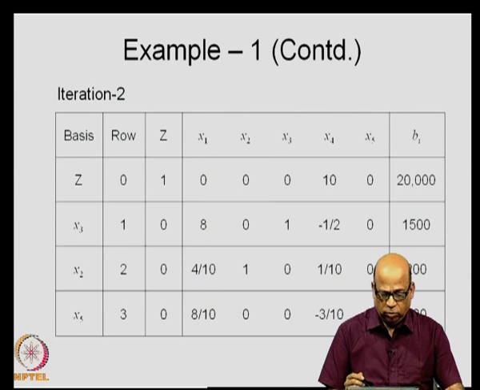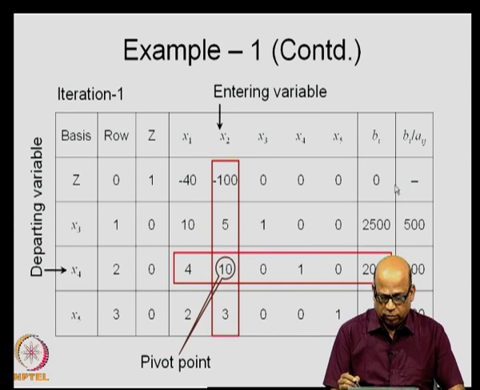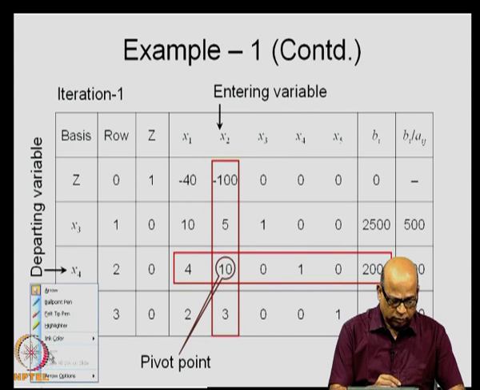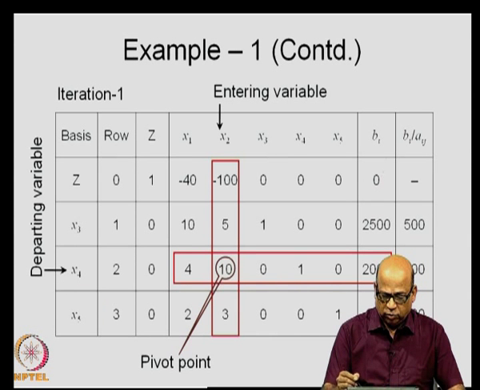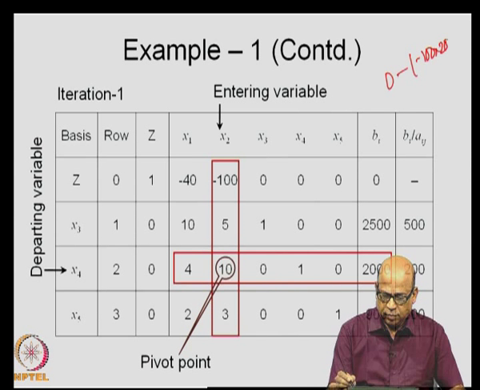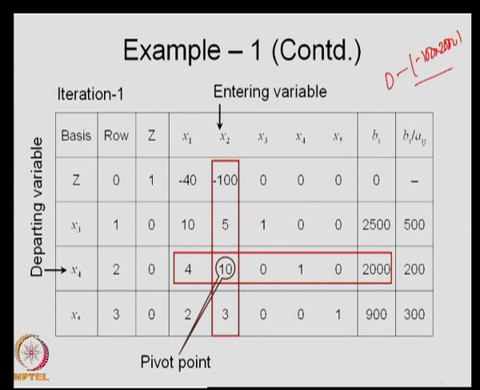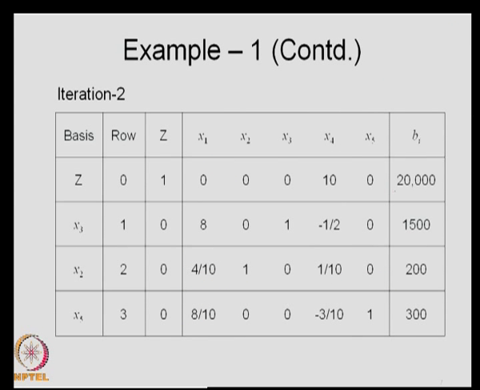Let me show how we do this. Let us say that you want to transform this value 0, that is the right hand side value. How do we transform this? This will be 0 minus 100 into 2000 divided by the pivotal element. So, you will have 20,000 plus 20,000. So, that is how you get 20,000.